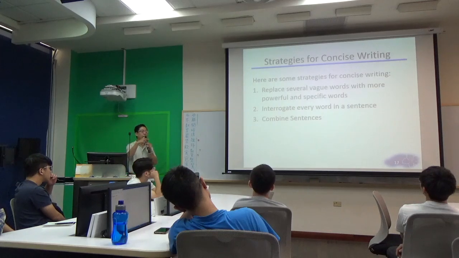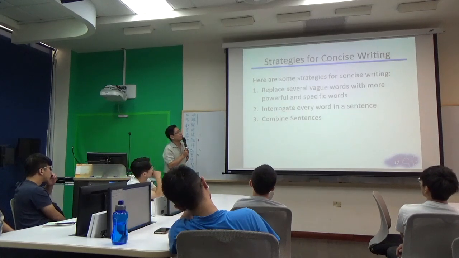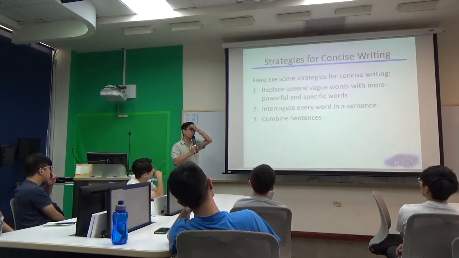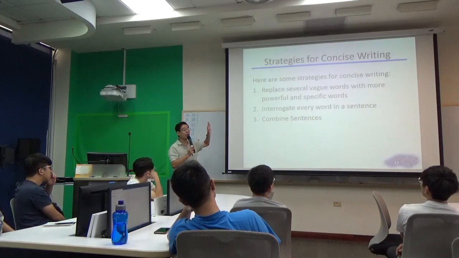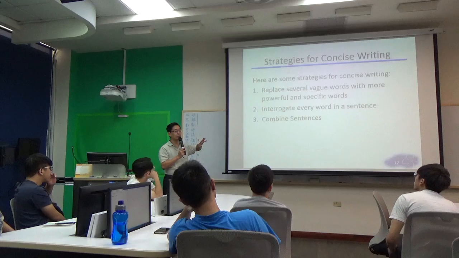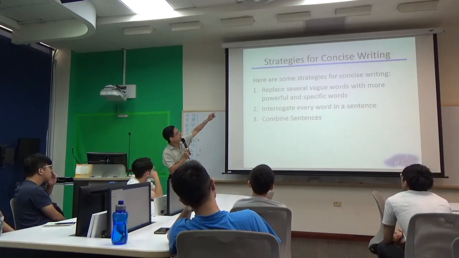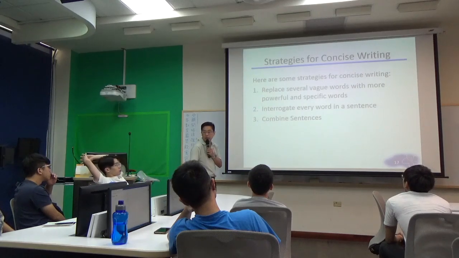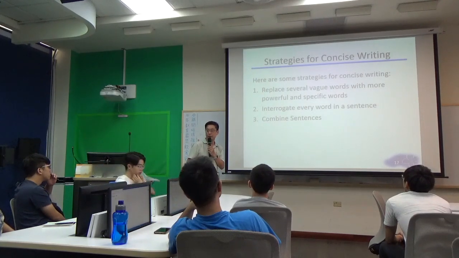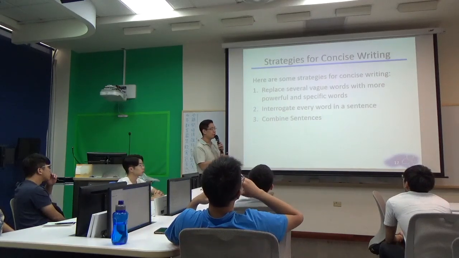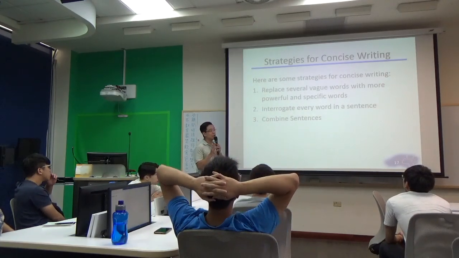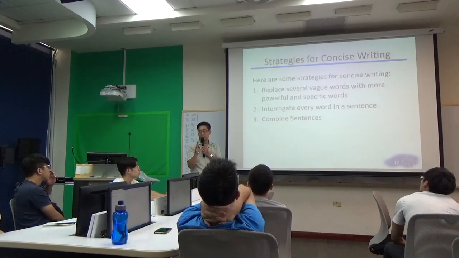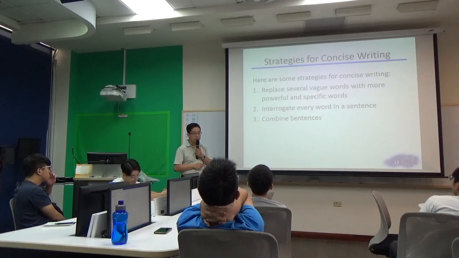So you have already been split into 3 groups, right? There will be some articles. I want all of you in each group to apply these three strategies in the following article, and you can discuss and give me the answer. More activities. We like activities, right? Because you are going to sleep. We need activities. So there are 3 strategies for concise writing.